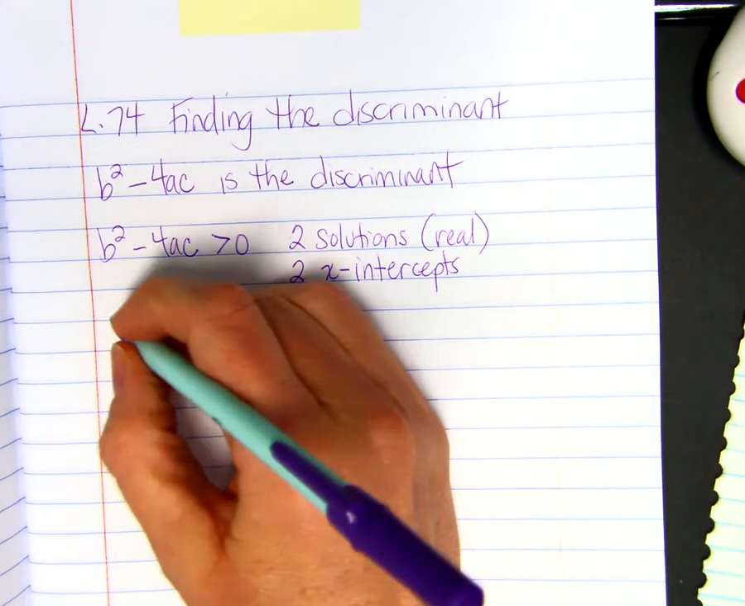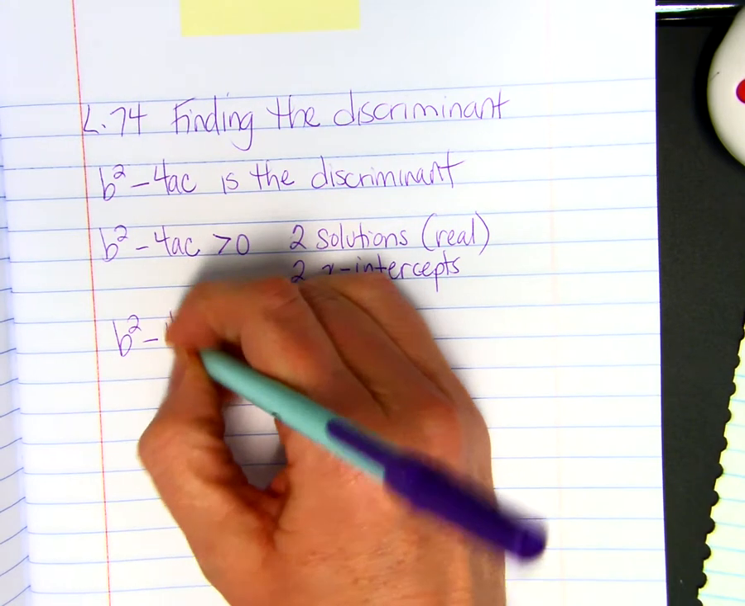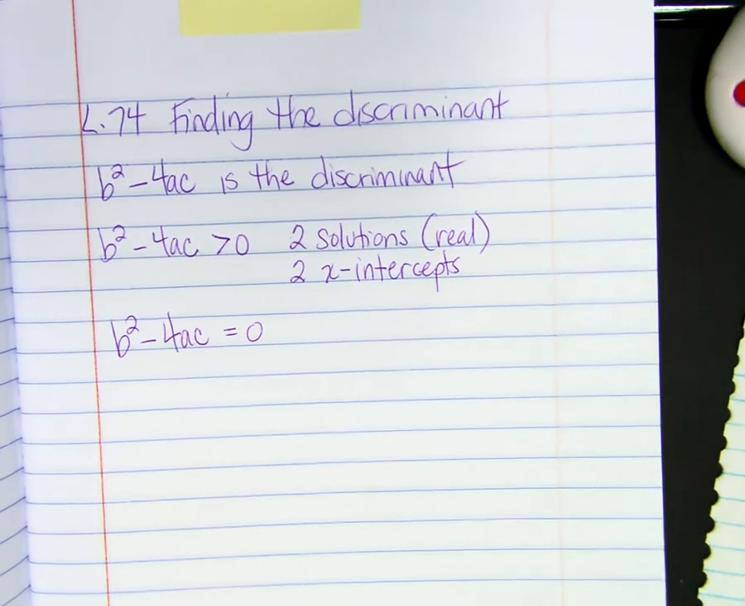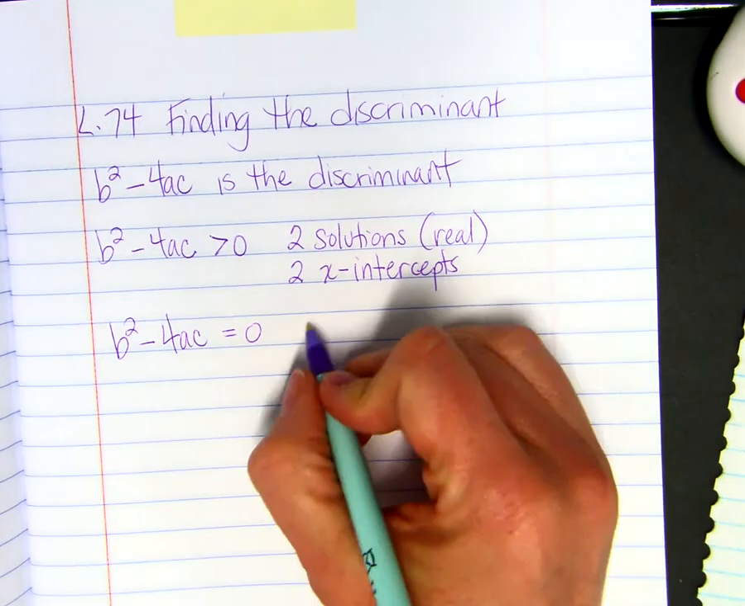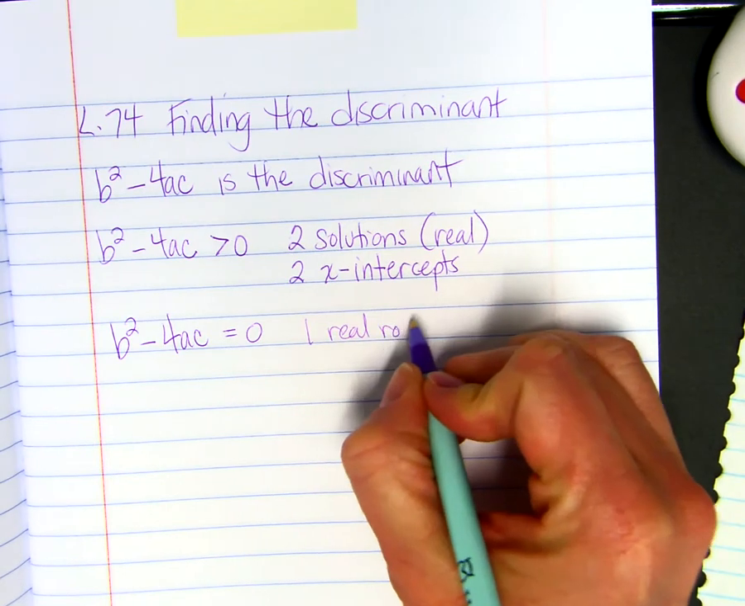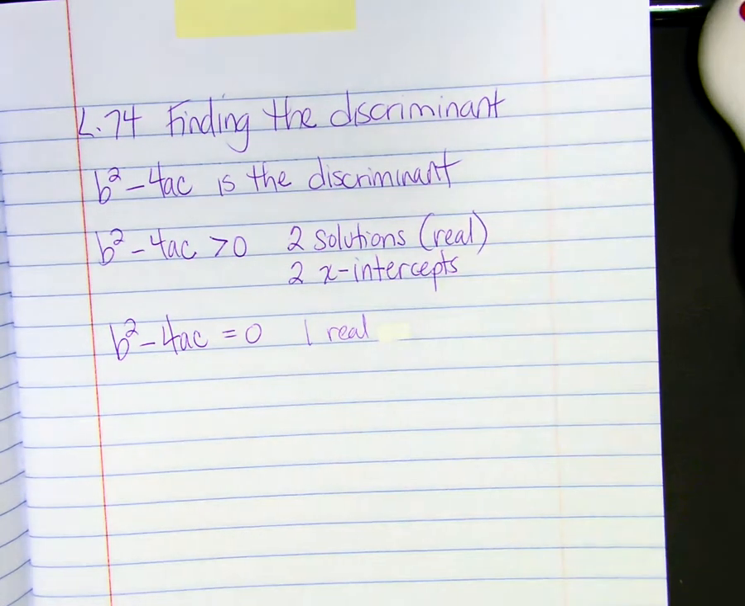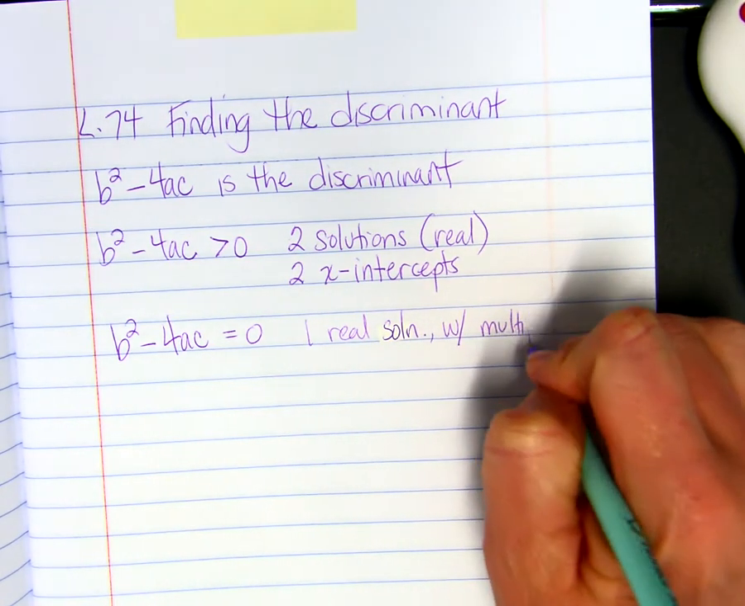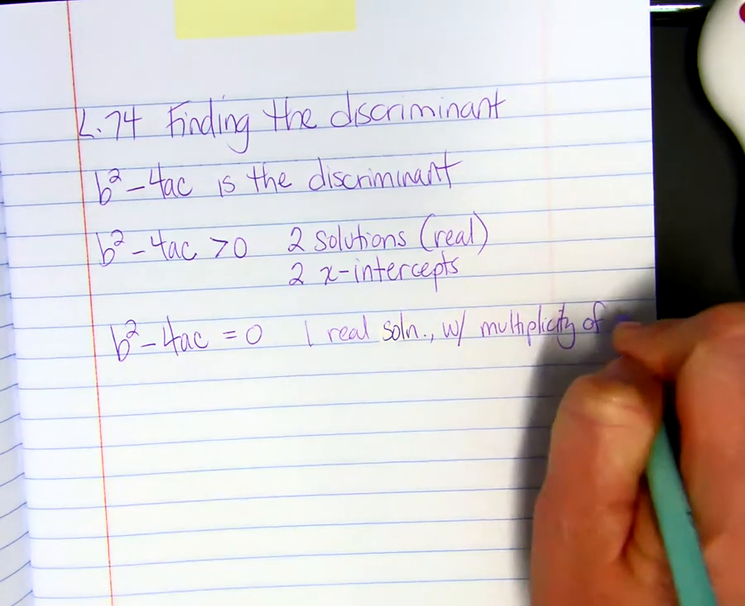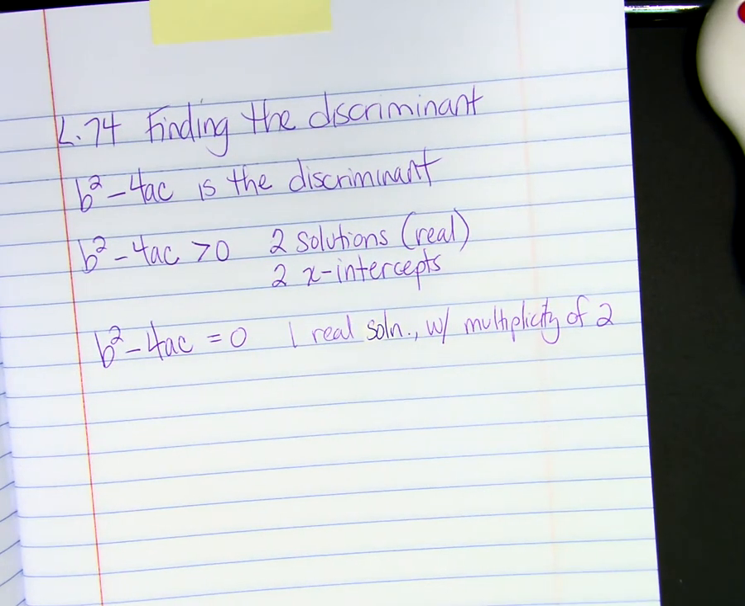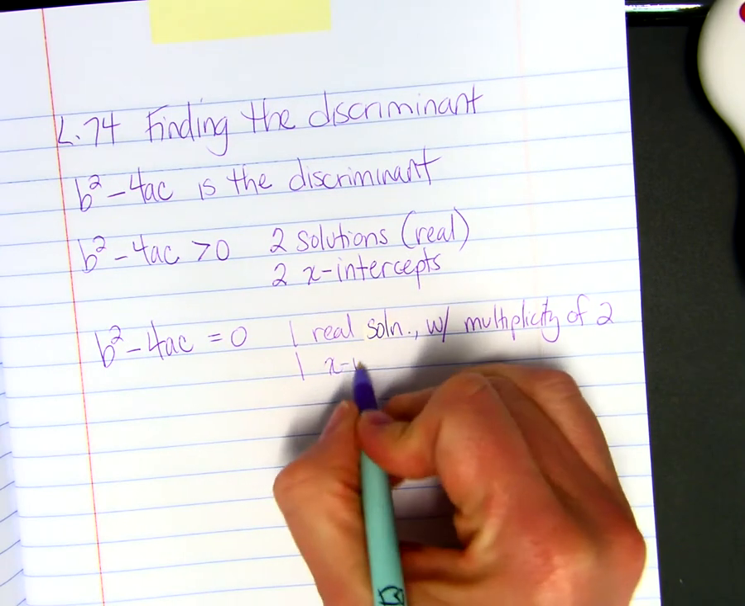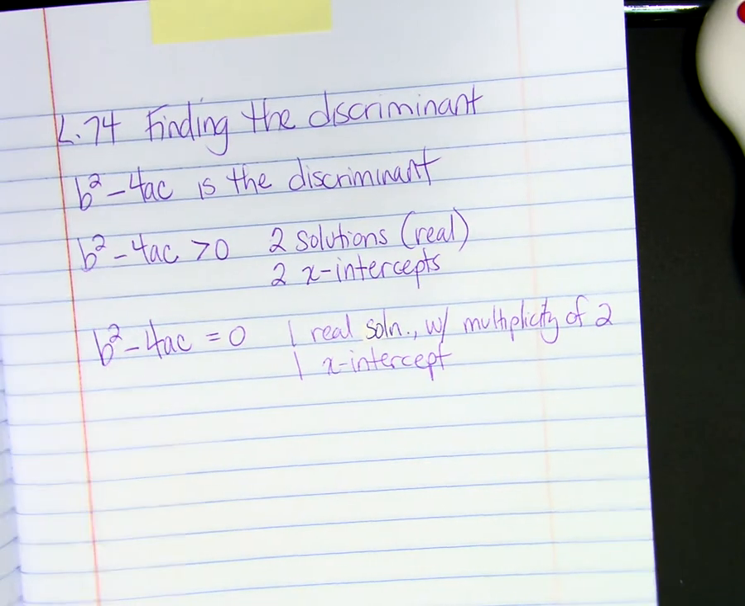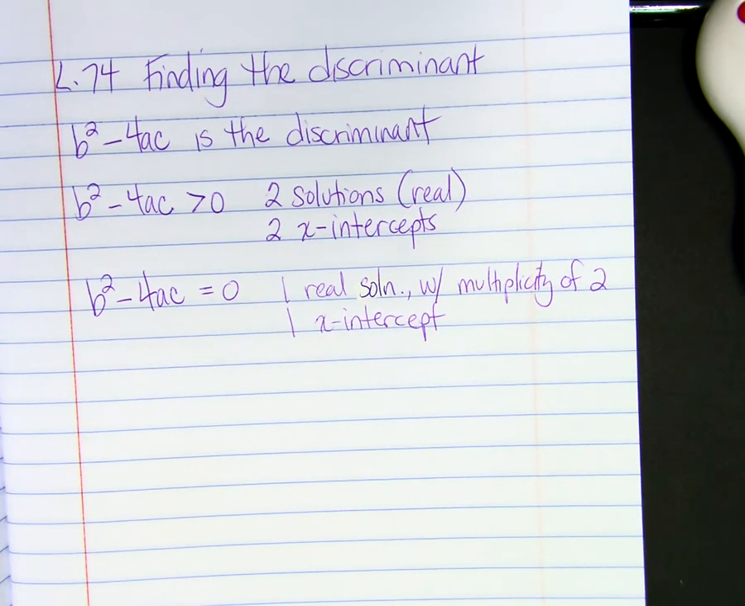If the discriminant is equal to 0, it'll reach the top, and that will be the maximum. So b squared minus 4ac, if it equals 0, is going to be one real root, or one real solution, and it's going to have a multiplicity of 2. And there will be one x-intercept. So the graph of the quadratic will just sit on the x-axis.